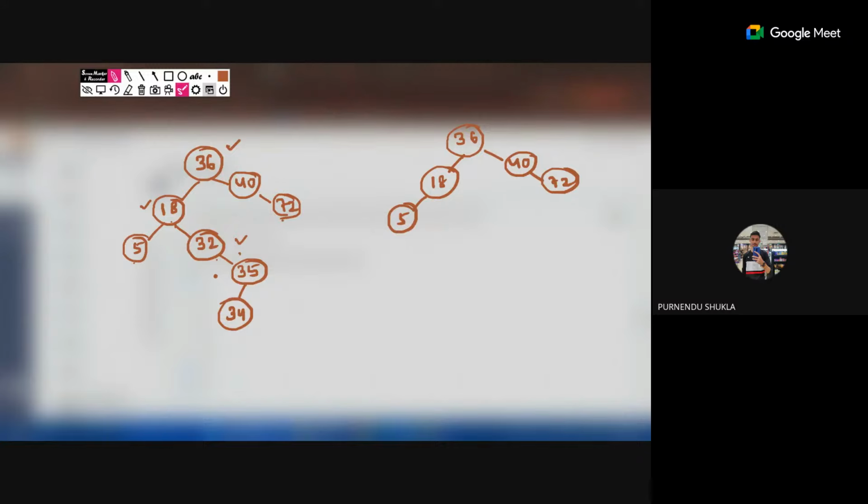Just swap the 34 to 32 first of all. That will become the root, and after that you can just move 35, which is already on the right side, then move 32. No, I am asking you the steps. What is the first step? You are skipping the first step.